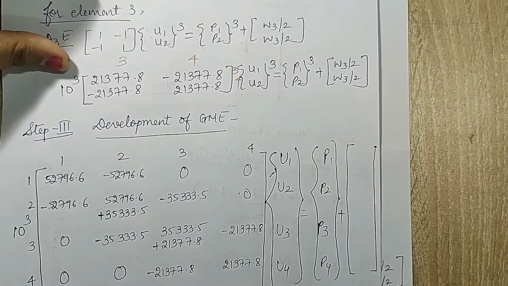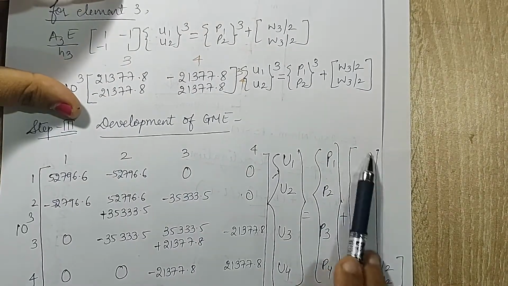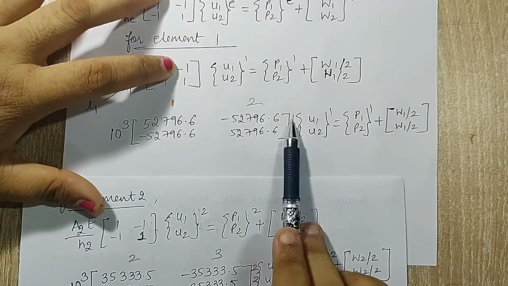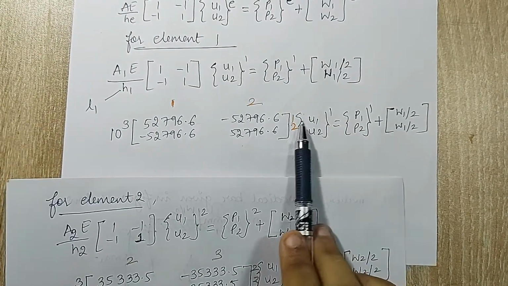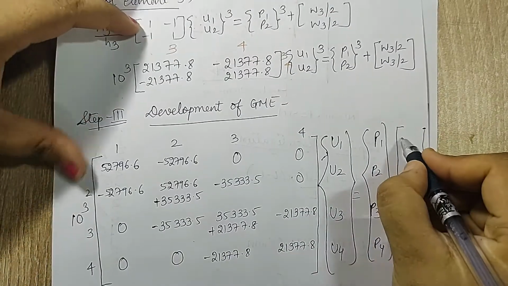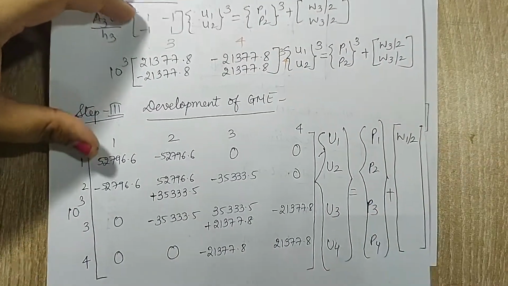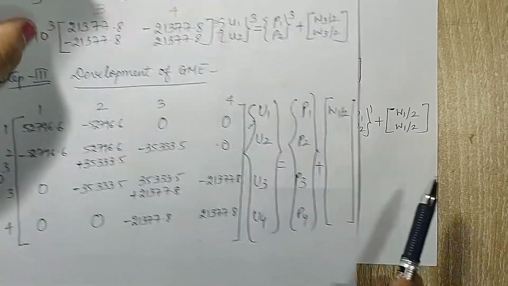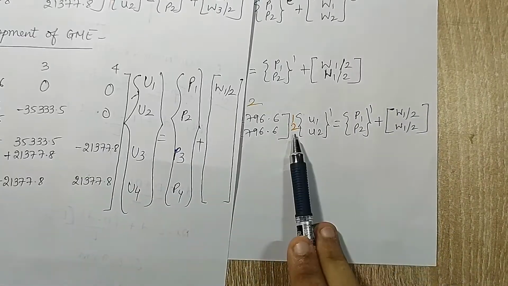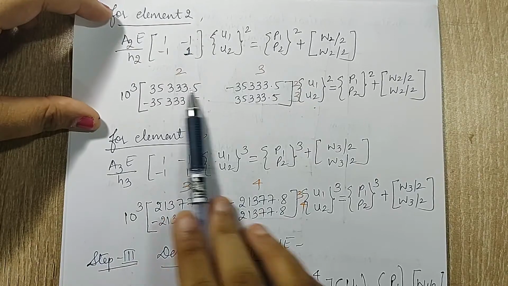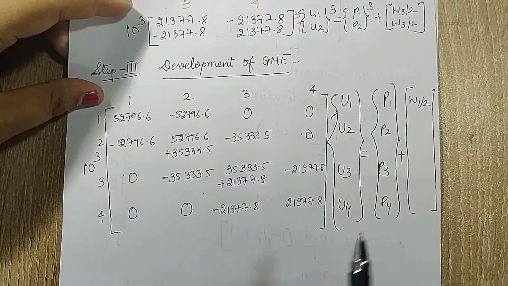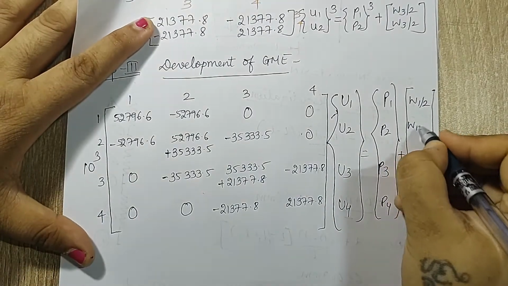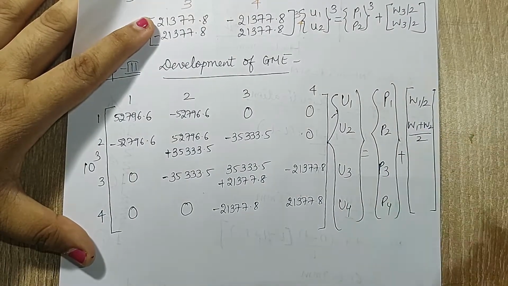Now I'll be writing this one. If you look at this, this is my first node. Here you can see at the first position there is only W1 by 2. So I will be writing only W1 by 2 over here, which is resisted by the first element. When I talk about the second element, it is resisting W1 by 2 as you can see over here, and here also I can see W2 by 2. So at second node I'll have W1 plus W2 by 2.